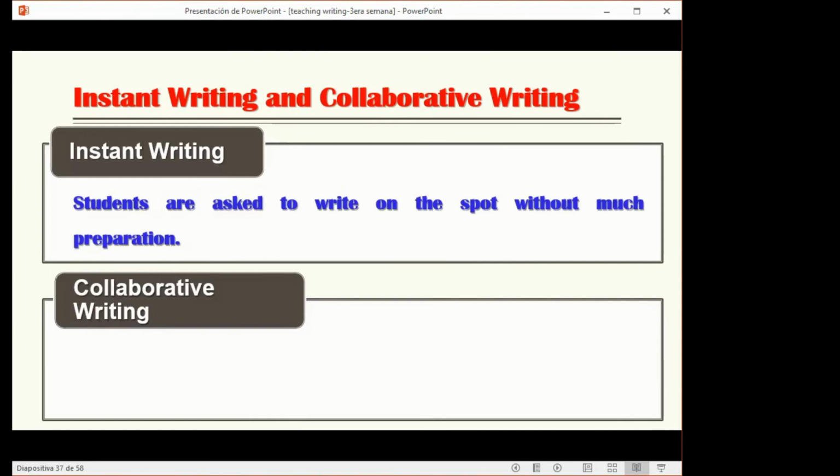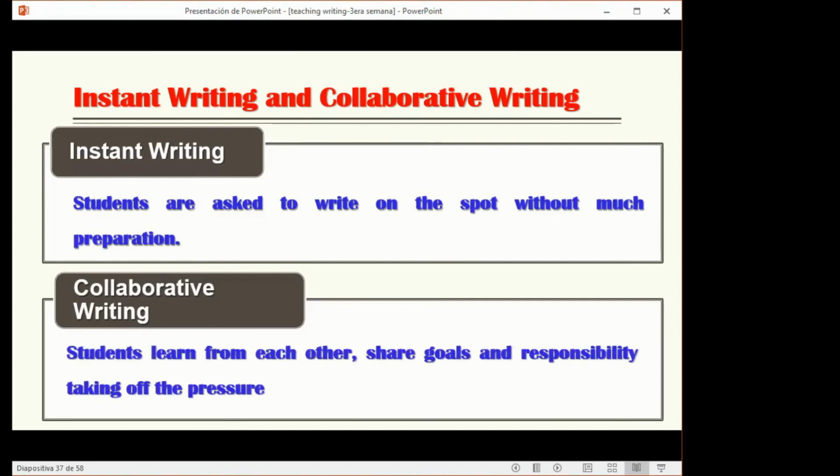And what about collaborative writing? The word collaborative is similar to our language too, right? Collaboration. You're not going to write something alone. Students learn from each other, share goals and responsibility, taking off the pressure.